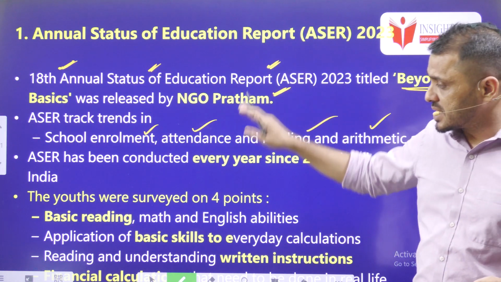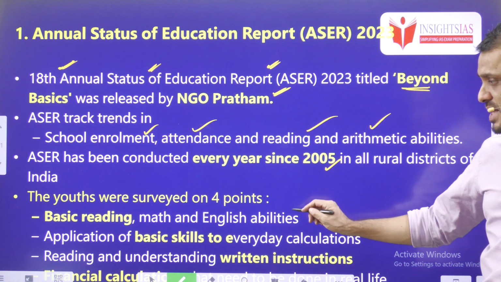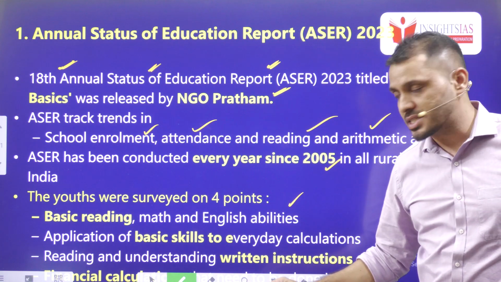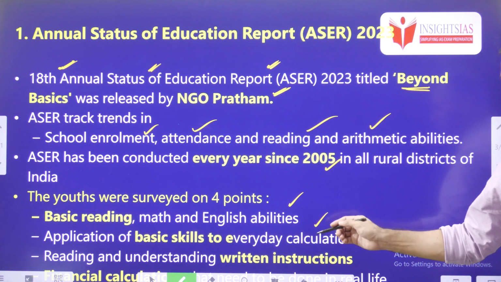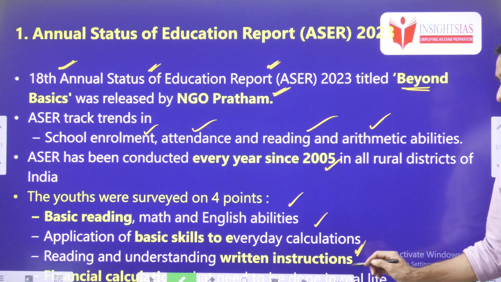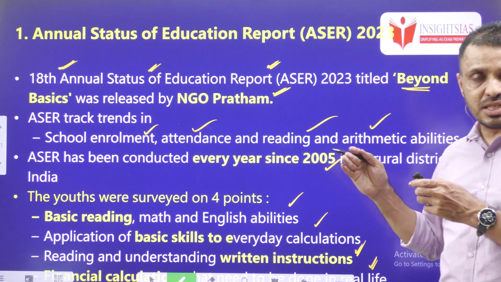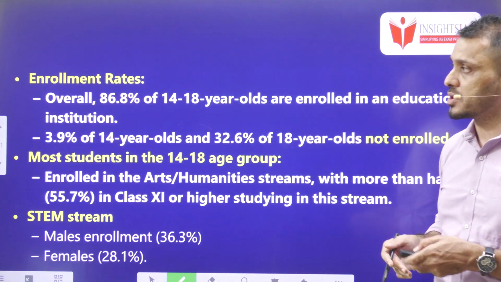And here in this report, youth were surveyed on the following 4 basic parameters. The first is basic reading, math and English abilities, basic skills related to day-to-day calculations and understanding of written instructions, and financial calculations which are related to real life. These 4 parameters were tested in this report.